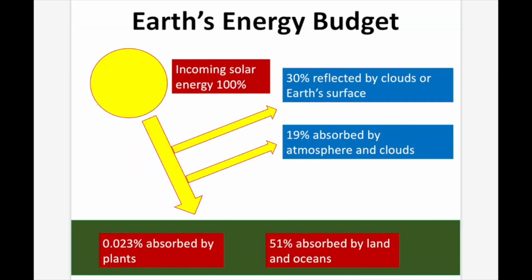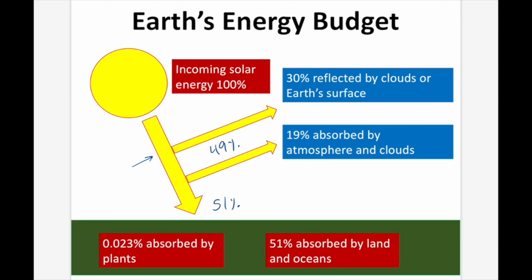Earth's energy budget. This diagram shows you how energy is consumed and used by the things on Earth. So energy coming in from the sun is going to be this block right here, this large one here. It's going to come in, and 30% of it is going to be reflected by clouds or the Earth's surface, and then 19% is going to be absorbed by the atmosphere and clouds. So right off the bat, we're going to lose 49%. That leaves us with 51%.